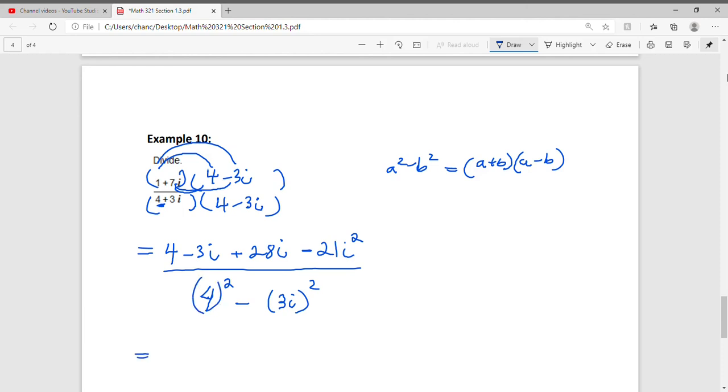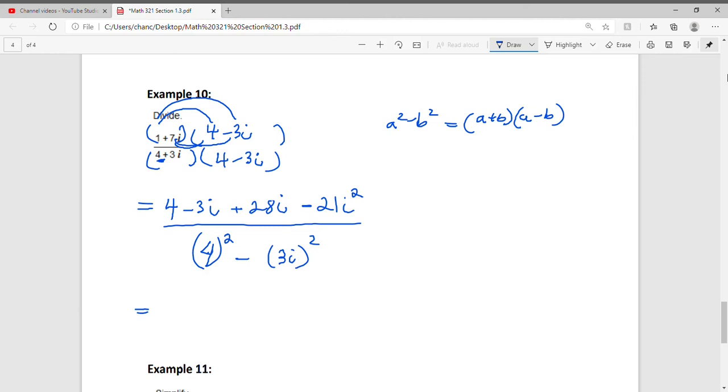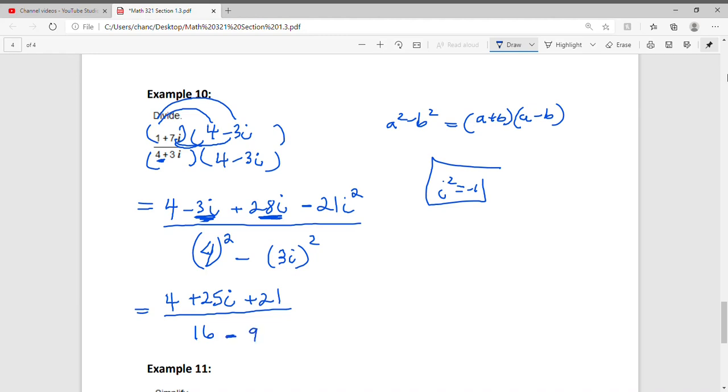So we'll have to simplify the top and bottom. We have 4. I can't add anything with that yet, so we'll leave that alone. I have negative 3i and 28i. That's 25i altogether. And then this becomes, again, i squared equals negative 1. This becomes a plus 21. For the bottom, I have 16, and 3i squared is 9i squared.